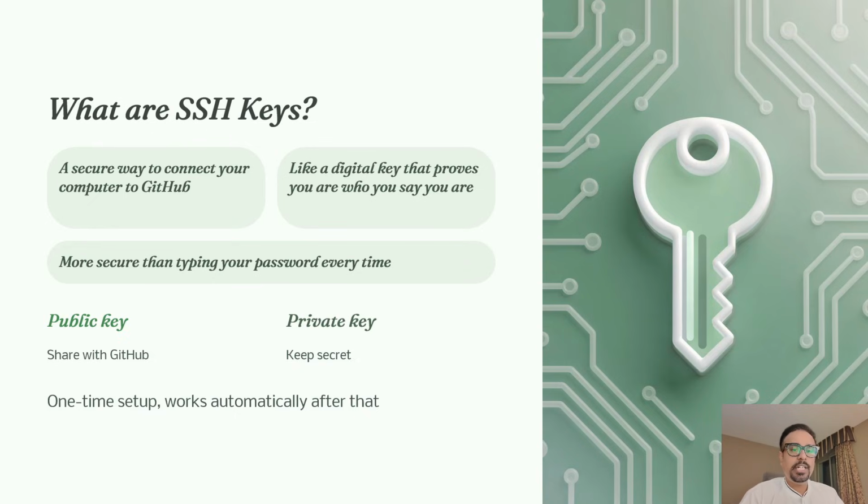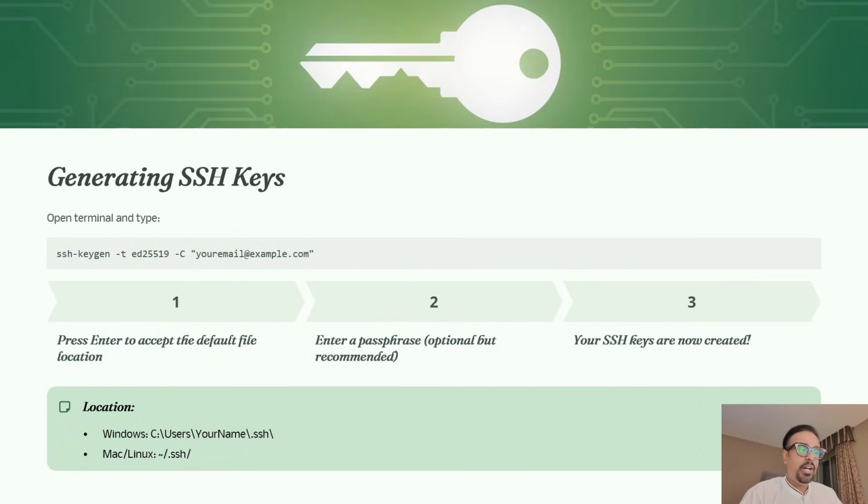Now, coming next, let's understand what SSH keys are. SSH keys provide a secure way to connect your local machine to GitHub. They act like digital keys that prove your identity, more secure than typing a password every time. The public key is shared with GitHub while the private key is kept secret on your computer. This is a one-time setup process after which the SSH keys work automatically without needing to enter a password every time. So let's generate our SSH key.